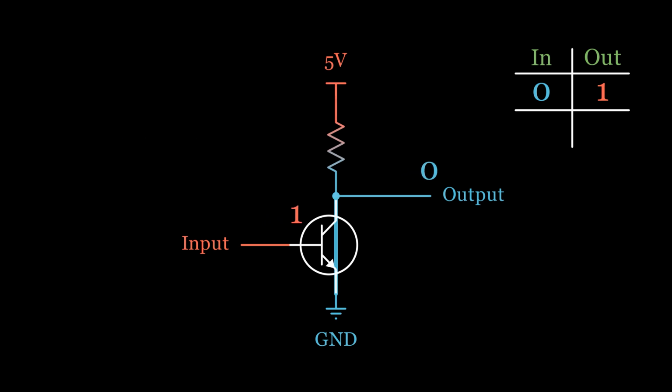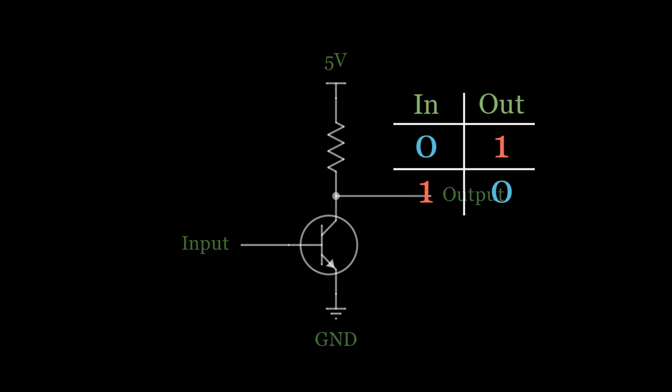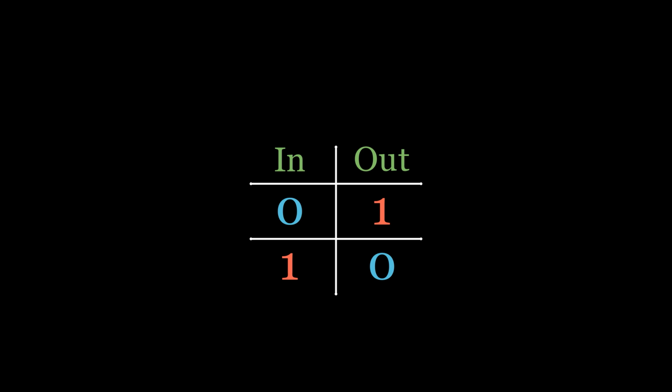Let's record that in the truth table. As we can now see, the truth table provides a summary of the behavior of the circuit depending on the input. When the input is 0, the output is 1, and when the input is 1, the output is 0. We've created an inverter.